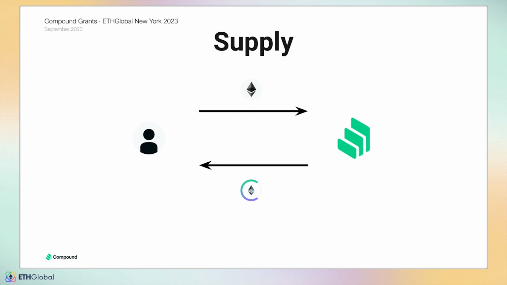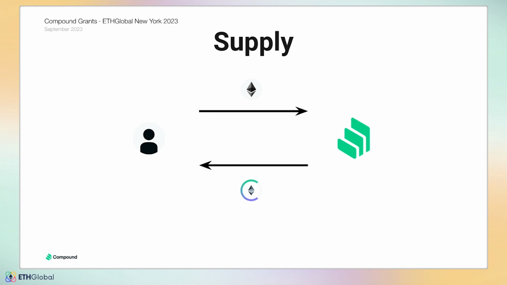In V3, C tokens are only minted for supplying the base asset. They're not minted when you supply collateral. They're 1-1 and they rebase. So when you supply, you have this balance of C tokens in your wallet, and that balance will go up over time automatically. And you can redeem those C tokens for your underlying asset at any time. I'll give more differences between Compound V2 and V3 in a later slide.